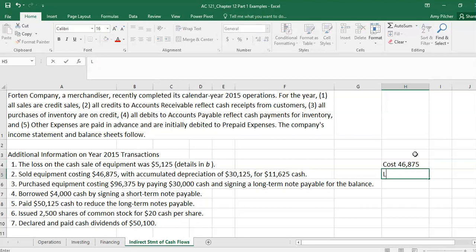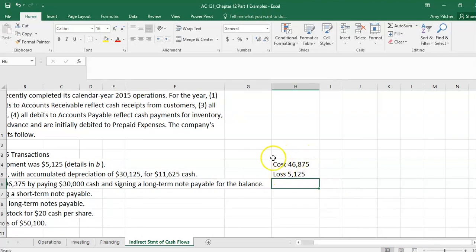$46,875 and that there was a loss. In your homework, I think it's a gain. So we had a loss of $5,125. So we're going to calculate what you do when you're only given this information about a sale.